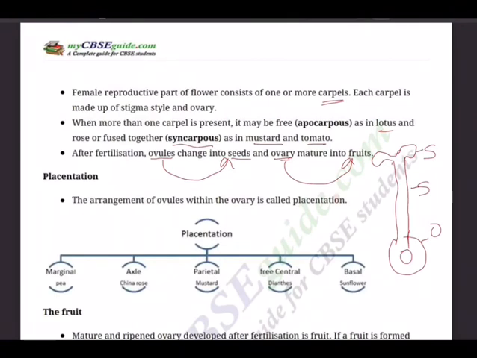Okay, and we can talk about placentation. That is, arrangement of ovules within the ovary is called placentation. How this ovary inside is arranged. So you got 1, 2, 3, 4, 5: marginal placentation, axial placentation, parietal placentation, free central placentation, and basal placentation. This we will talk about tomorrow in detail.